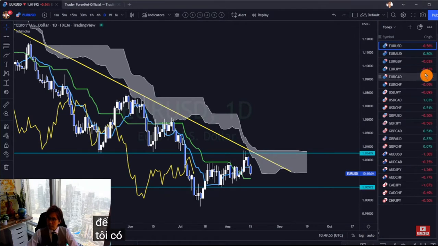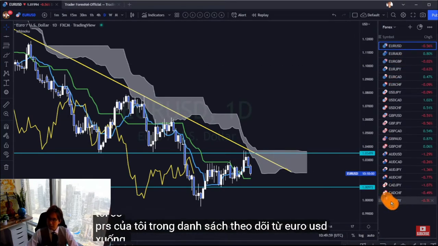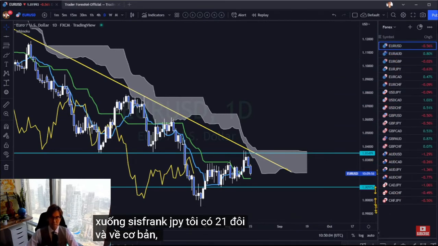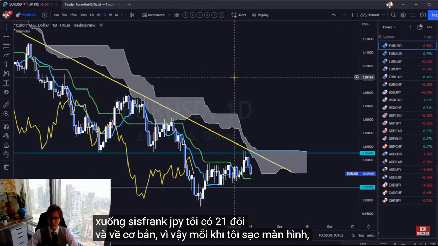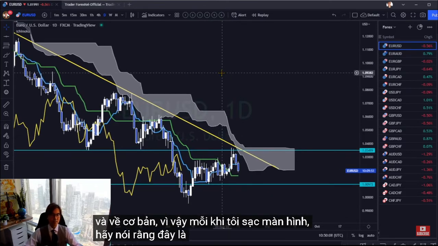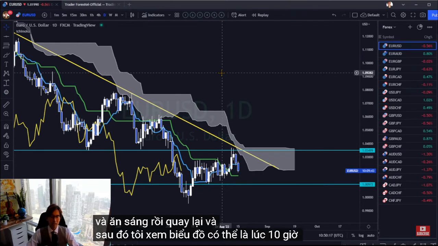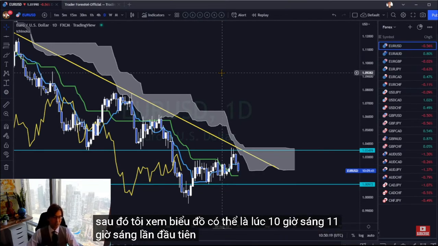I have my pairs on my watch list from Euro USD down to Swiss franc JPY. I have 21 pairs. And basically, every time I screen charts, let's say in the morning, I wake up and I usually go to the gym and have breakfast and come back. And then I screen charts maybe at 10 a.m. or 11 a.m. the first time.